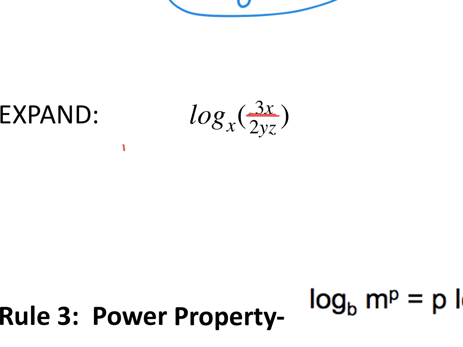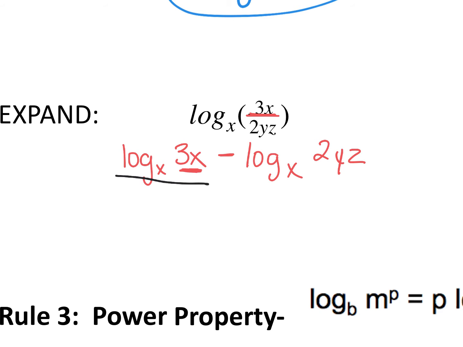Subtraction, okay? So this is the same thing as log base x of 3x minus log base x of 2yz. Okay, but are we done is my question. What do you notice about this 3x? Those are numbers being multiplied. How do we break apart multiplication? Addition. Yes, addition. Okay, so we're going to break up this first logarithm.